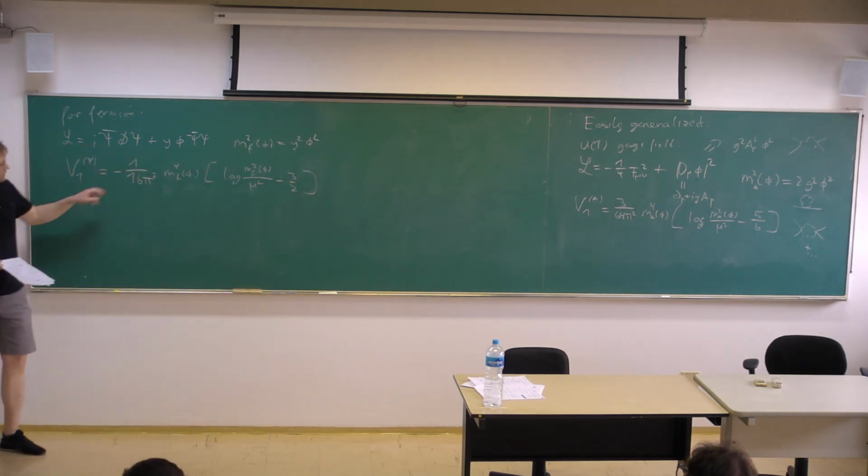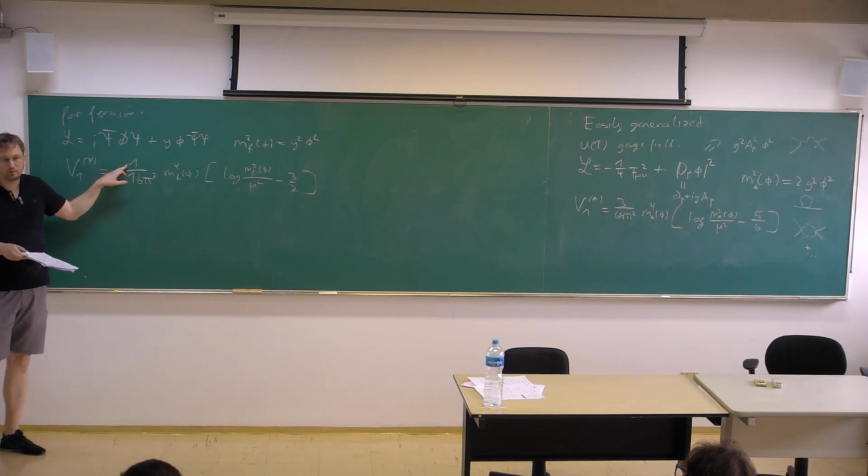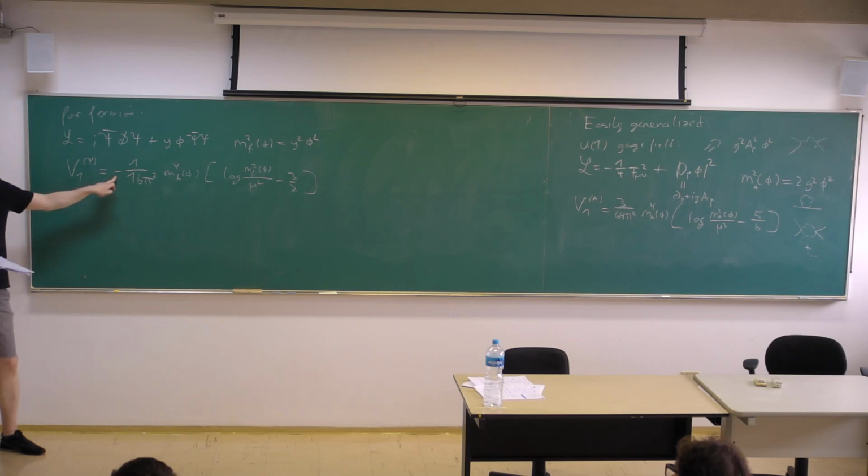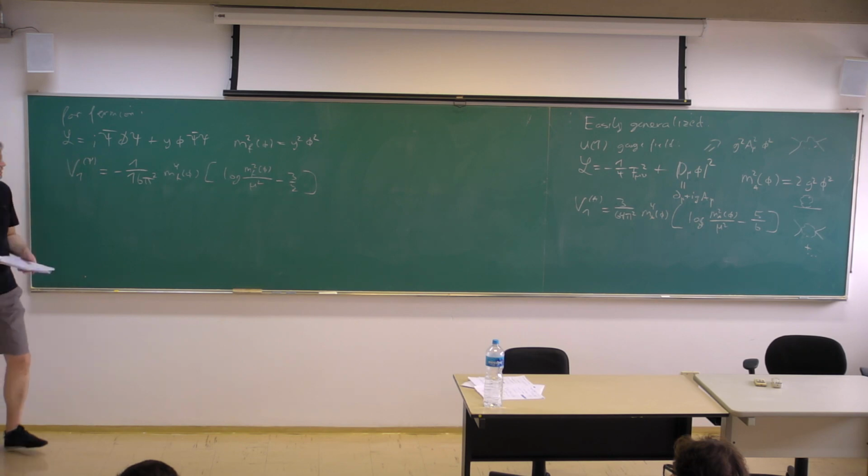So now the difference is, I have an overall factor of 4 because the Dirac fermion has 4 degrees of freedom compared to the scalar case. And there's a minus sign, which I think comes from the fermion loop. Fermion loops always come with a minus sign.